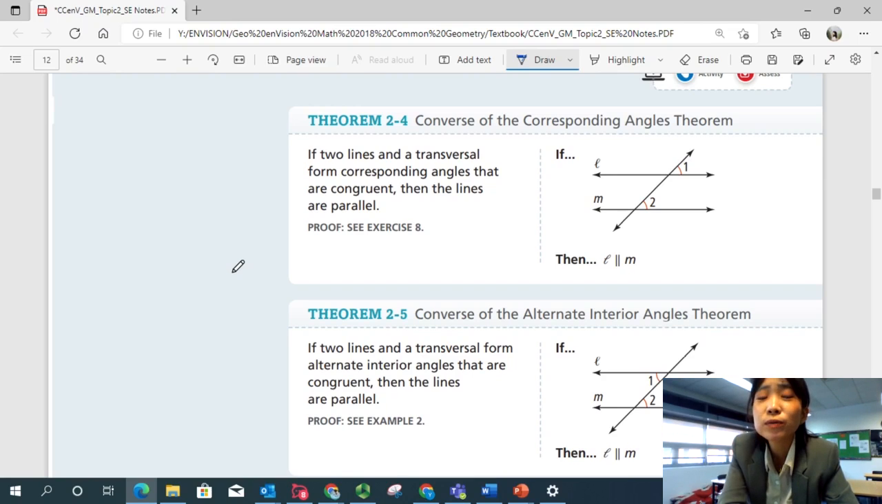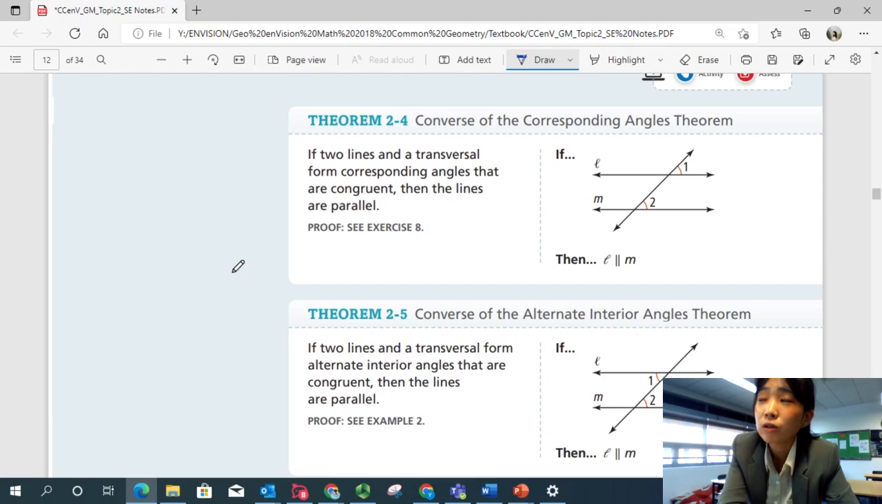So you cannot prove two lines are not parallel by the original corresponding angles theorem or alternate interior angles theorem, because those theorems prove the lines are parallel or if the angles are congruent. They do not unprove them. Okay? The converse, however, would be able to prove them the other way. So if two lines and a transversal form corresponding angles that are congruent, then the lines are parallel. It goes the other way.